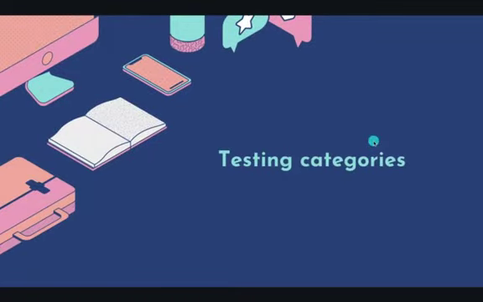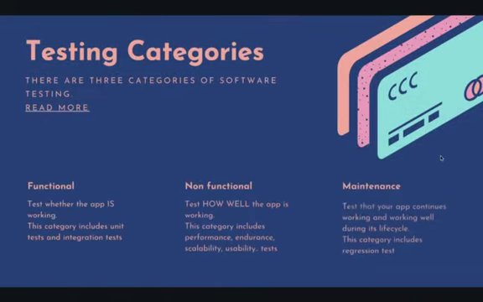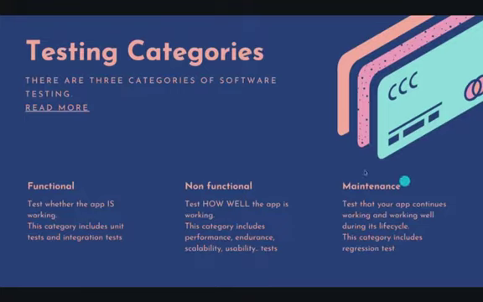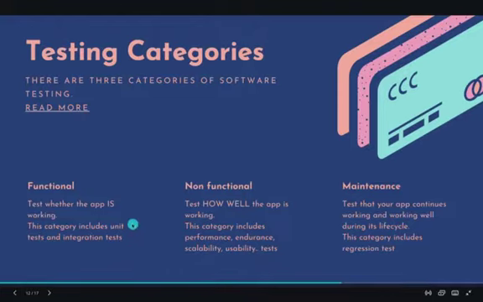Okay, so right now I will talk about the testing categories of software testing. We also have three different categories. We have the functional testing, the non-functional testing, and the maintenance testing. The functional testing is a test that checks whether the application is working. So it should be working. Examples of these include the unit tests and the integration tests.